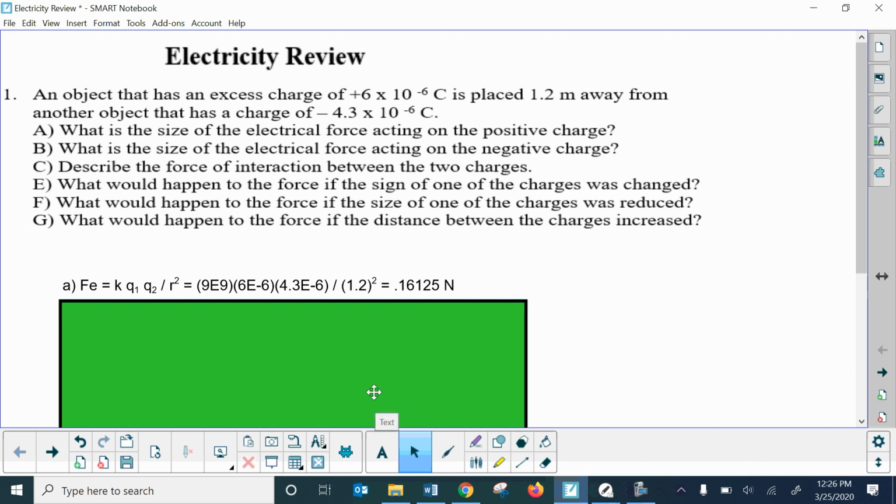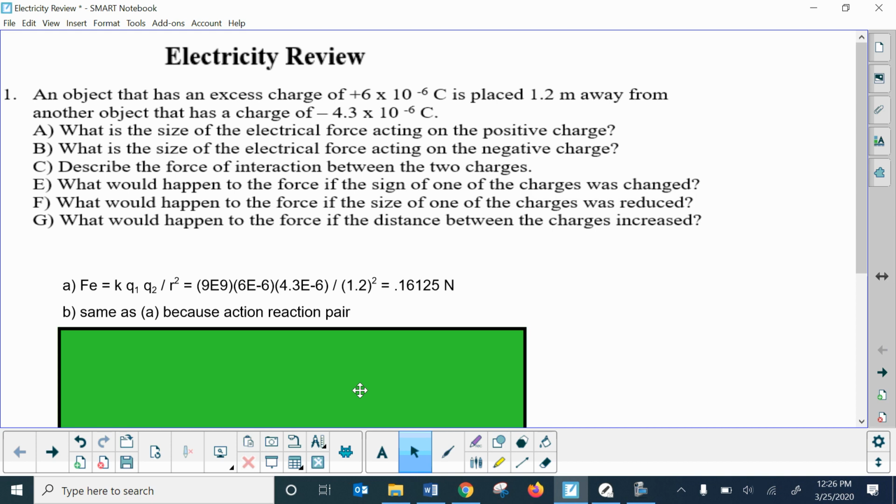So part B is the same question, really. It's just saying, okay, how's that going to affect the negative? It's the same because it's an action-reaction pair. So in that simulation that you guys did with Coulomb's law, you should have seen that the force on each of those charges, regardless if it was positive or negative, was the same amount or number, but just oppositely directed.